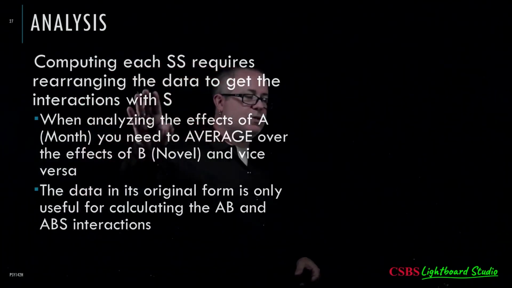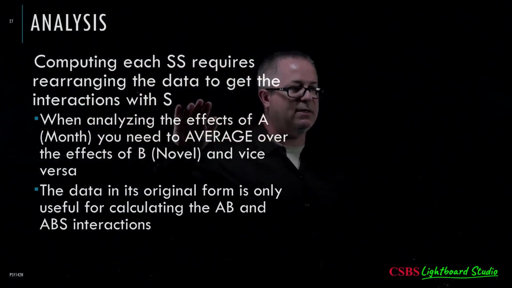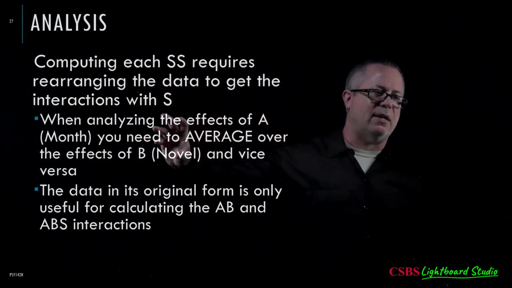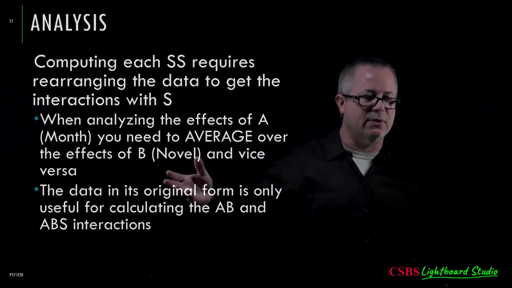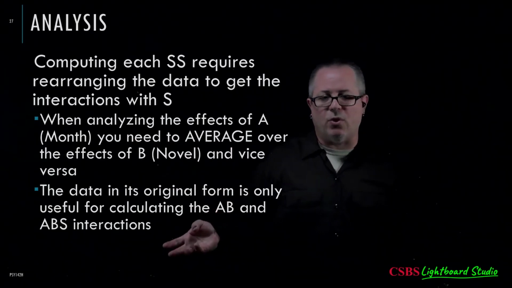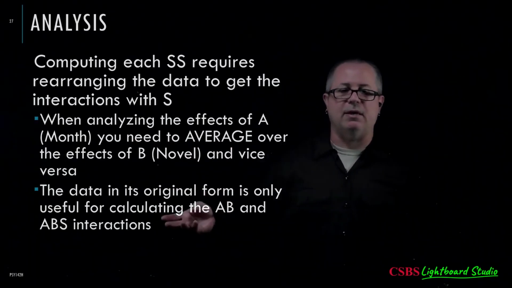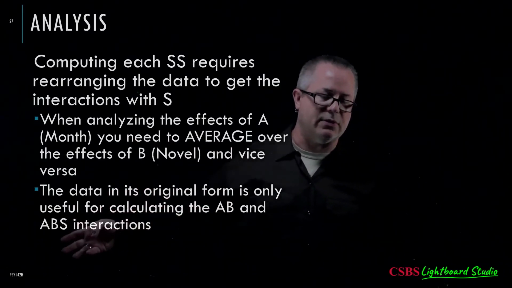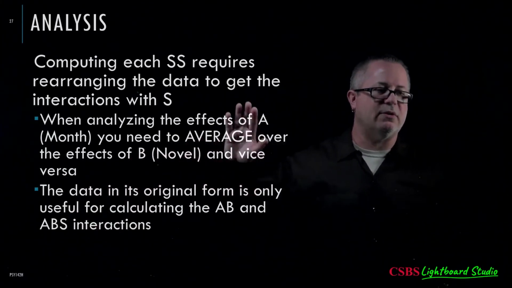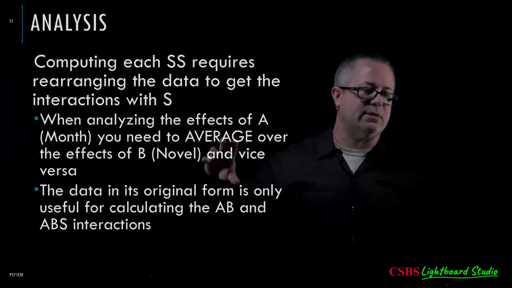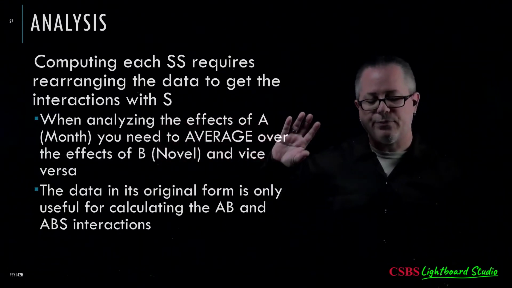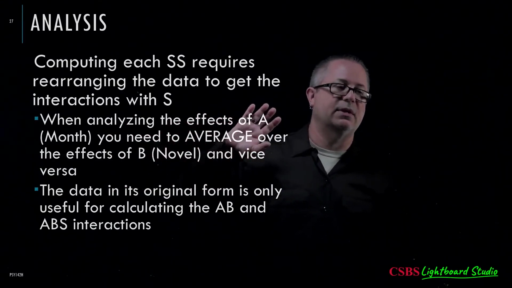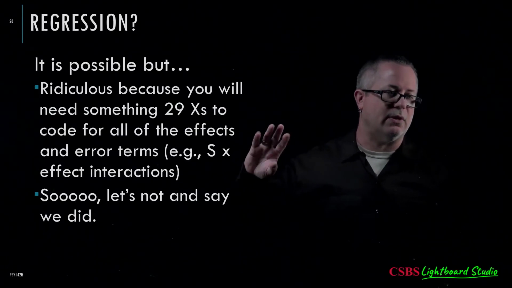Computing each sum of squares requires rearranging the data to get the interaction with S, and when analyzing the effects of A month, you need to average over the effects of B novel and vice versa. The data in its original form is really only useful for calculating the AB and the A by B by S interactions. So just doing this by hand becomes nuts, especially if you're going to do it as a regression. It becomes silly. It's overly complicated.